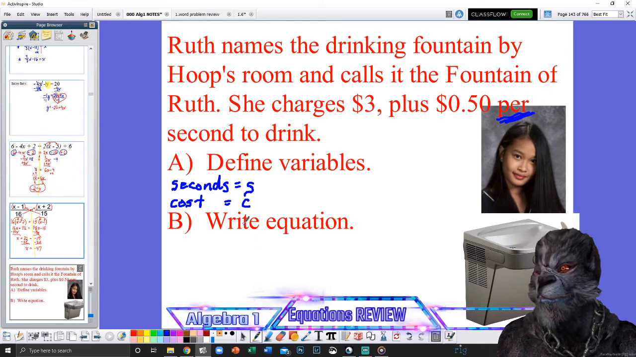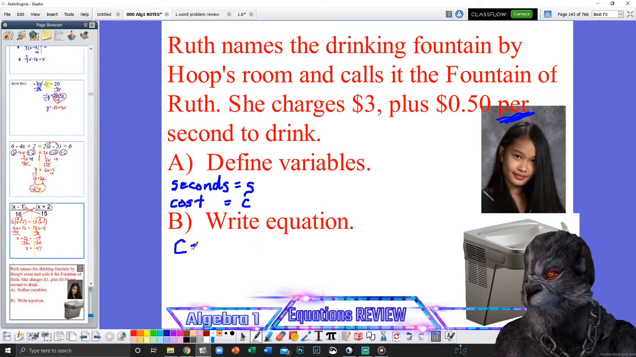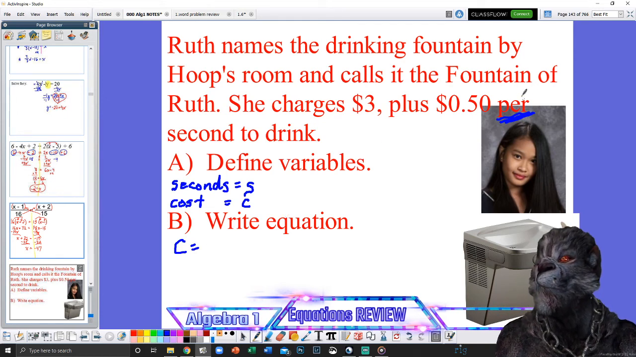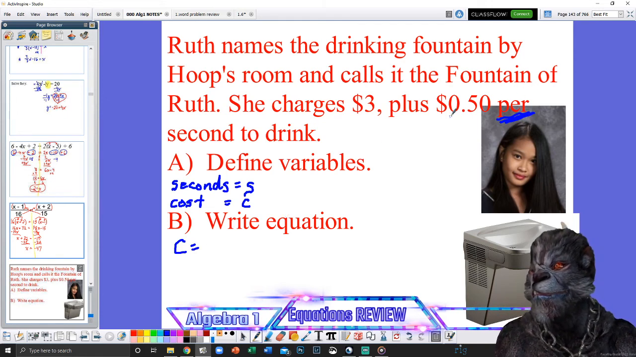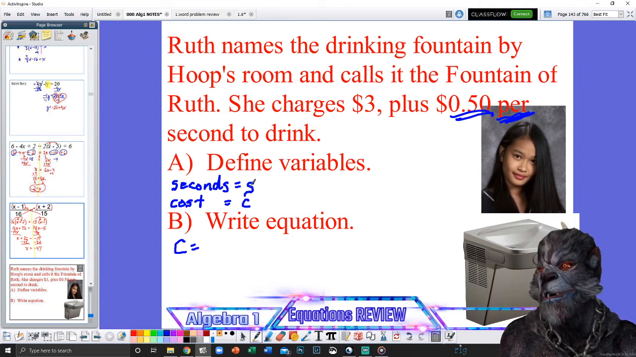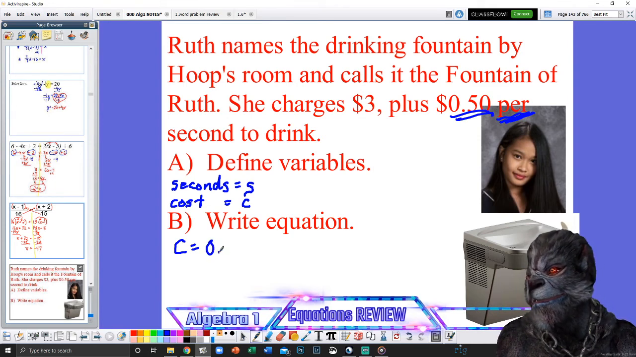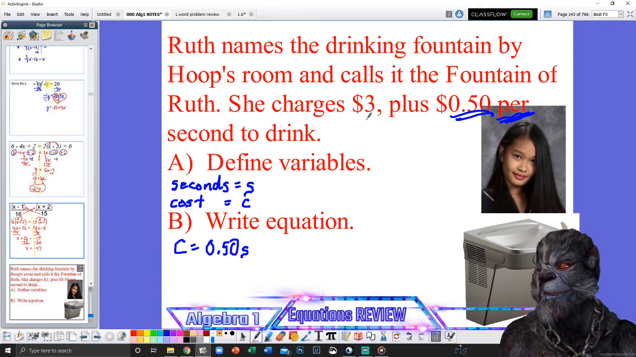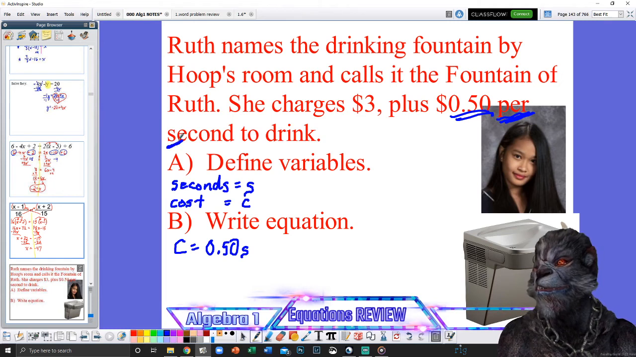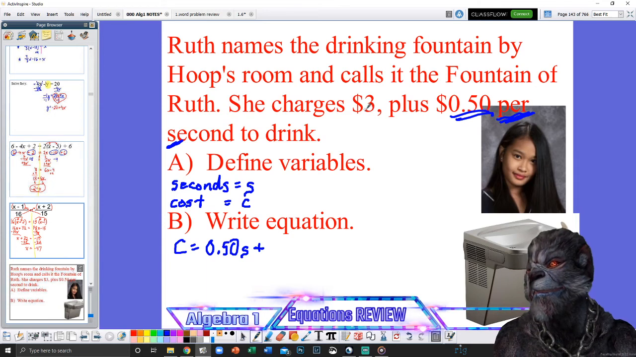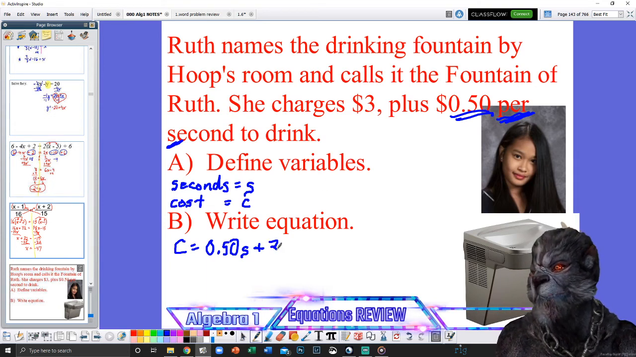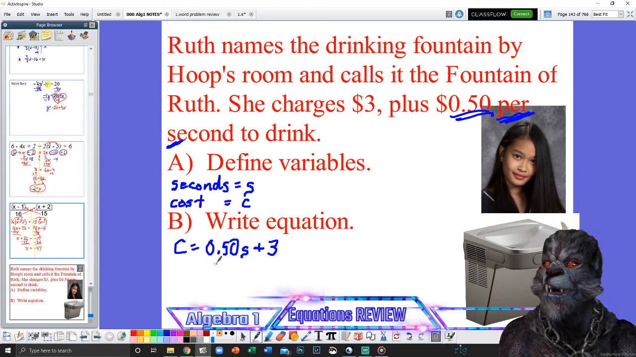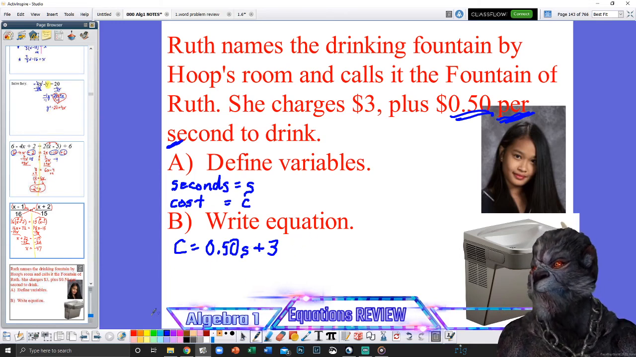All right, let's write the equation. So what is the cost? Well, again, we're looking for the word per or each, and I know that that means this number is going to be touching my other letter. So 50 cents times S, because it's 50 cents per second. Second starts with the letter S. Plus, you have to pay $3 more just for standing there. So $3 to stand there plus 50 cents per second that you stand there. And that's our equation.